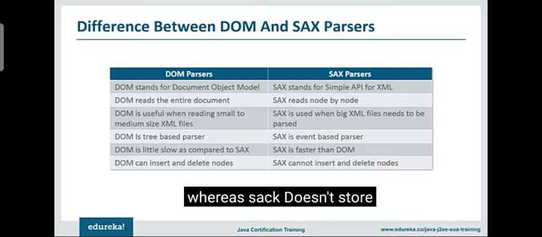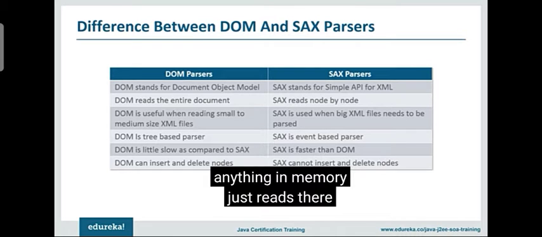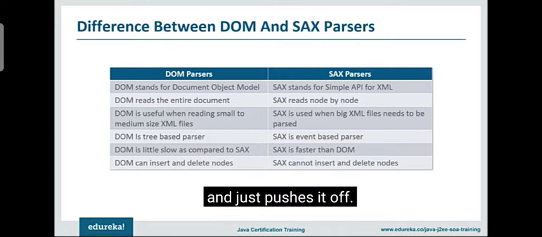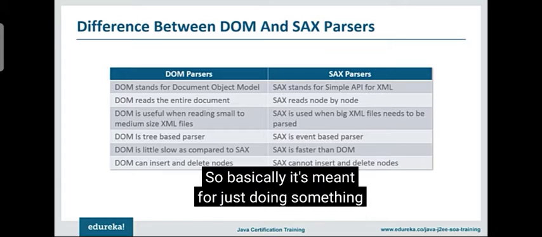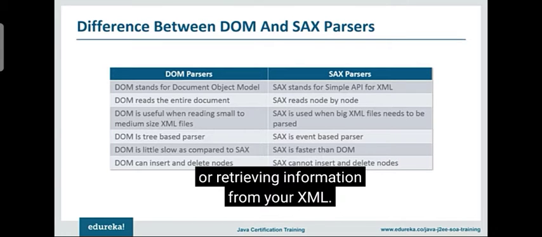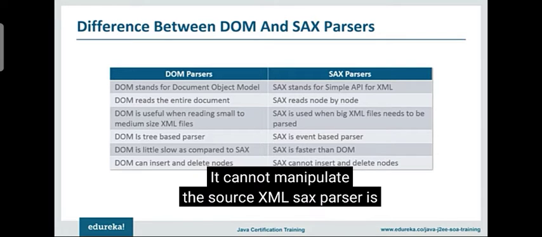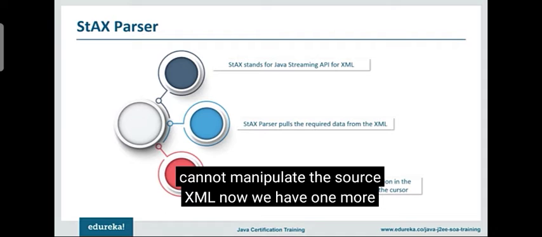Whereas SAX doesn't store anything in memory, it just reads it and pushes it off. So you cannot insert or delete nodes in your source XML. Basically, it's meant for just doing something or retrieving information from your XML. SAX parsers cannot manipulate the source XML.